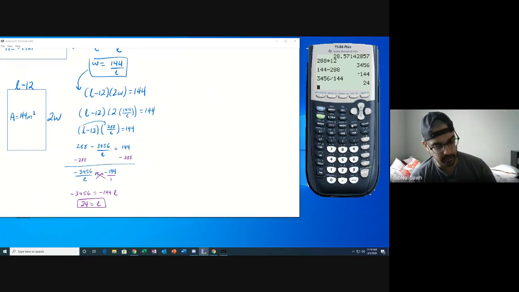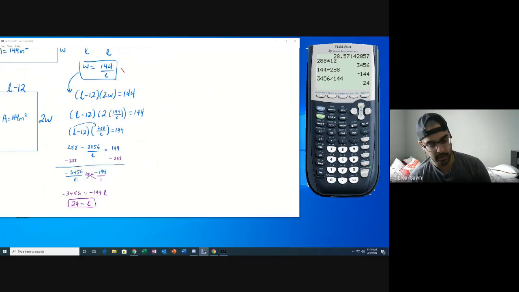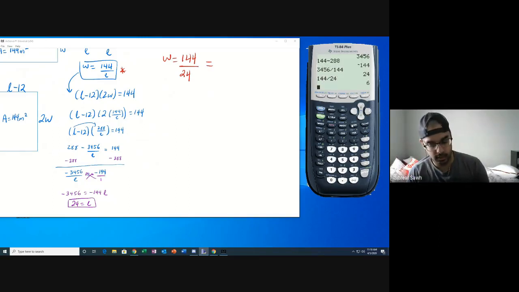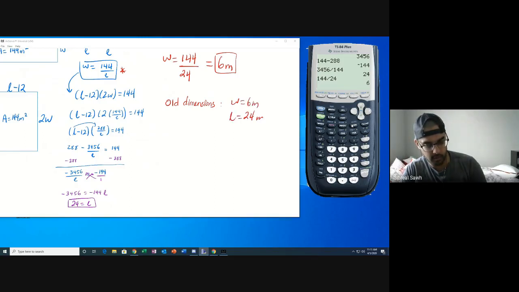So since I know what that length is now, let's plug it back into the expression that we had for width. So the width is going to be equal to 144 divided by 24. That was our length. So my width, divide them, the width is 6, and that's meters. Okay, so those are going to be the old dimensions. A width of 6 meters, a length of 24 meters.